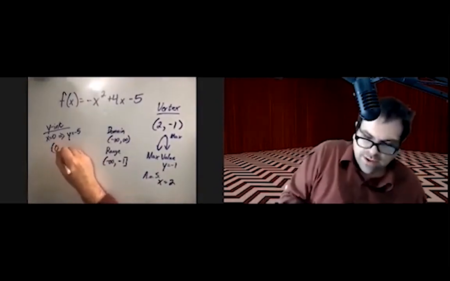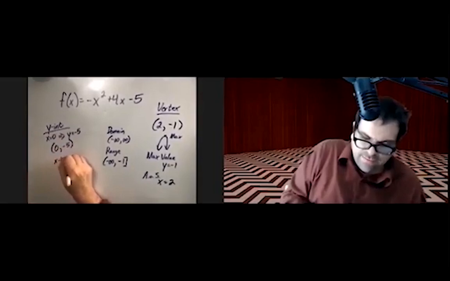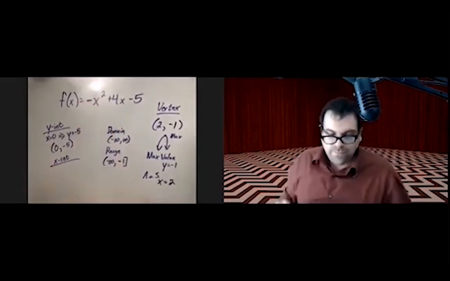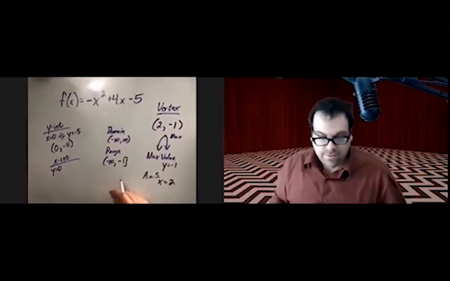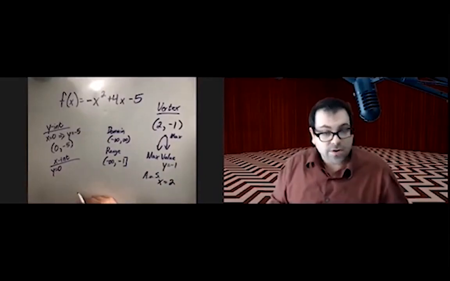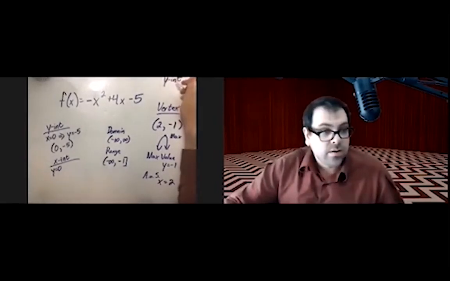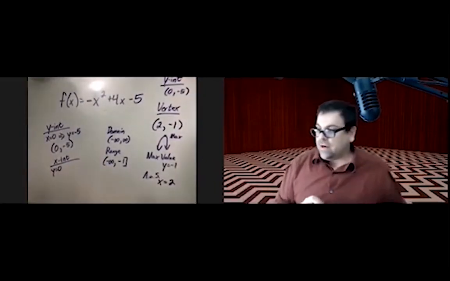So y-intercept, point (0, -5). The x-intercept is when y is 0, and that means set the whole thing equal to 0. We'll do that with the quadratic formula. Let me move the y-intercept up here so I can work in this area down here.